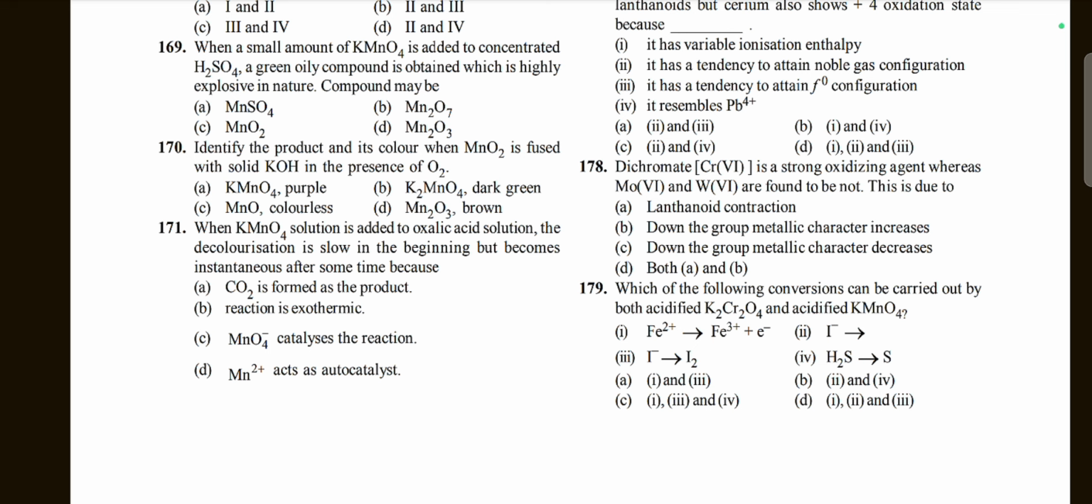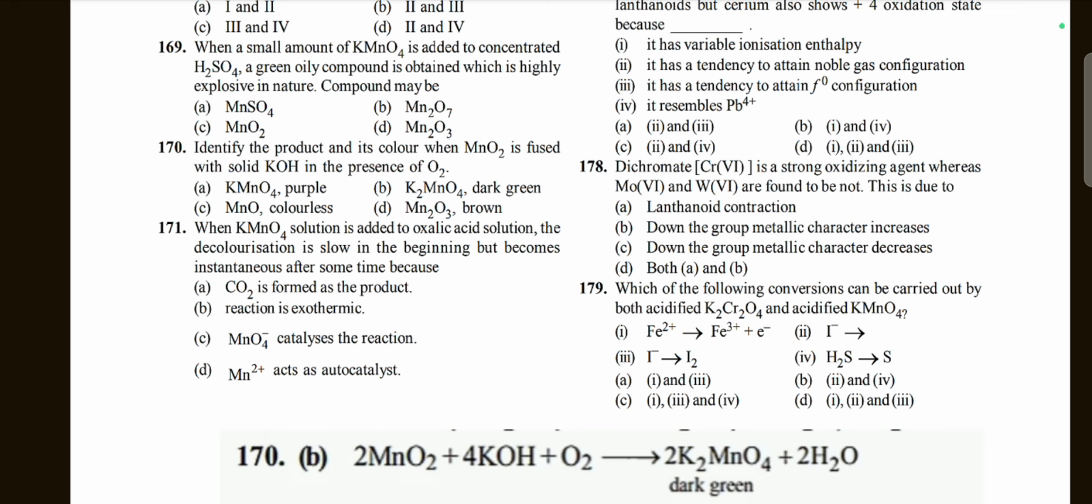Identify the product and its color when MnO2 is fused with solid KOH in the presence of O2. So the reaction is 2MnO2 plus 4KOH plus O2 gives 2K2MnO4, which is dark green, plus 2H2O. So option B will be the answer, K2MnO4, dark green. When KMnO4 solution is added to oxalic acid solution, the decolorization is slow in the beginning but becomes instantaneous after some time because Mn2+ acts as an autocatalyst.